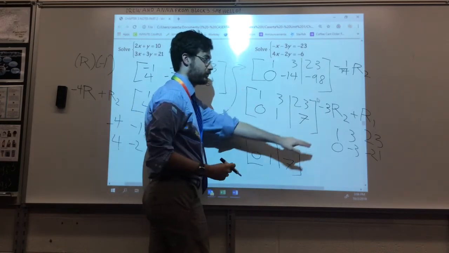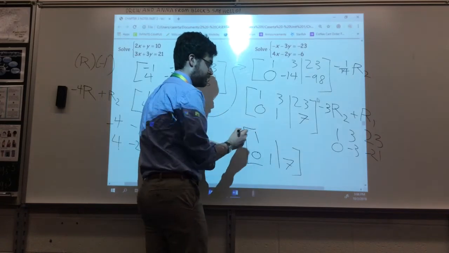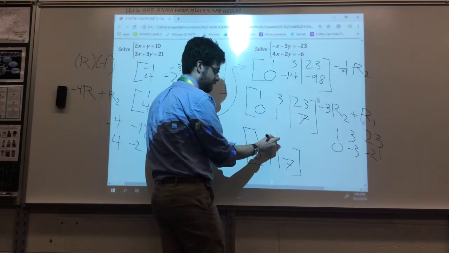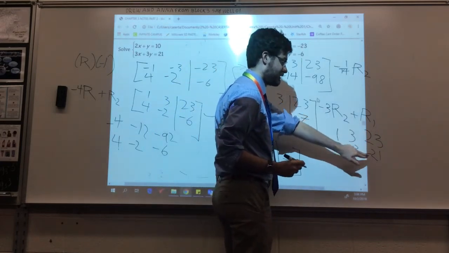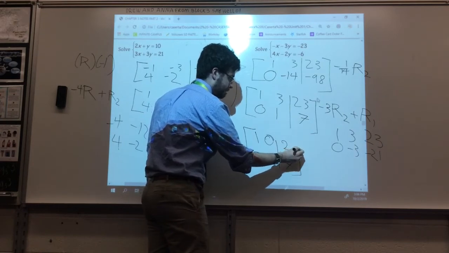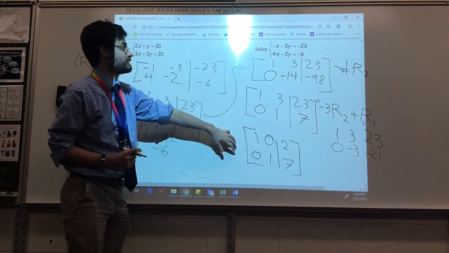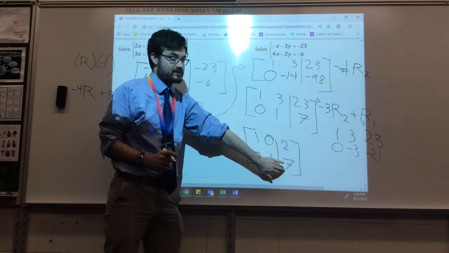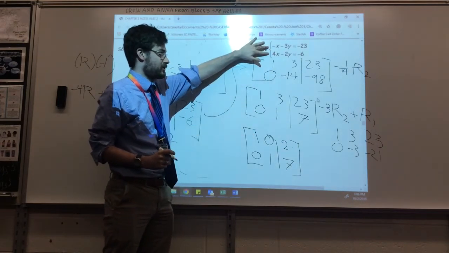What's changed in our first row? 1 plus 0 is 1. 3 plus negative 3 is 0. That's what I wanted. And 23 and a negative 21 are going to give us a 2. So this tells me this system of equations, x is equal to 2 and y is equal to 7, is the solution for these two equations.